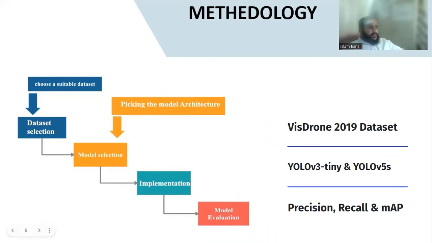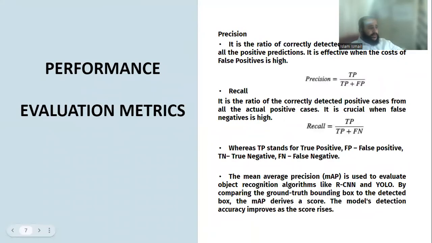For our model evaluation, there are some metrics we have to consider to evaluate our project. First one, precision. It is the ratio of correctly detected positive cases from all the positive predictions. It is effective when the cost of false positives is high. Second one, recall. It is the ratio of correctly detected positive cases from all actual positive cases. Last one, the mean average precision, mAP.